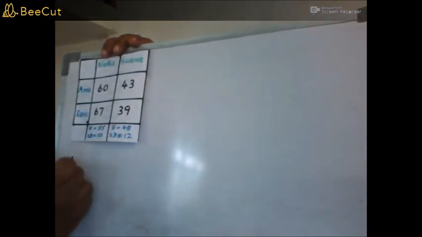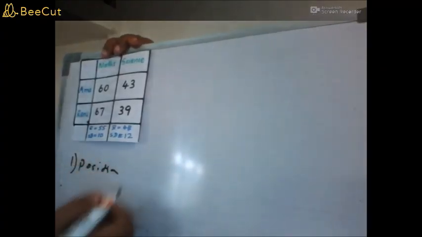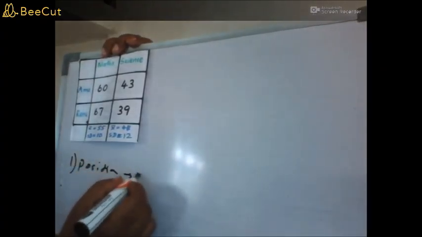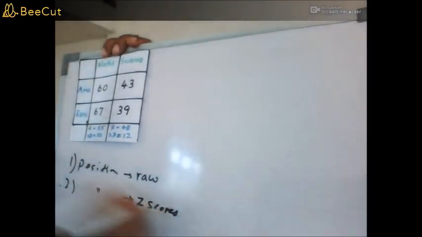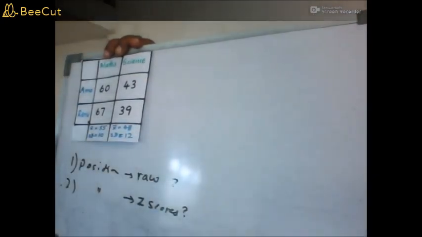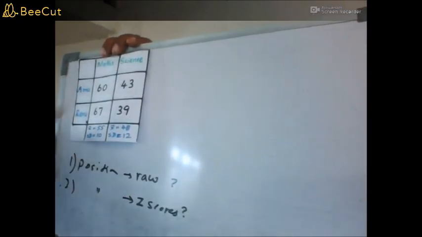First one is positions, places, ranks according to the raw score. Second one is positions according to the standard or Z scores. Those are the two questions, right? According to the raw scores and according to the standard scores. So when you get a question like this, they will give it like this, right?